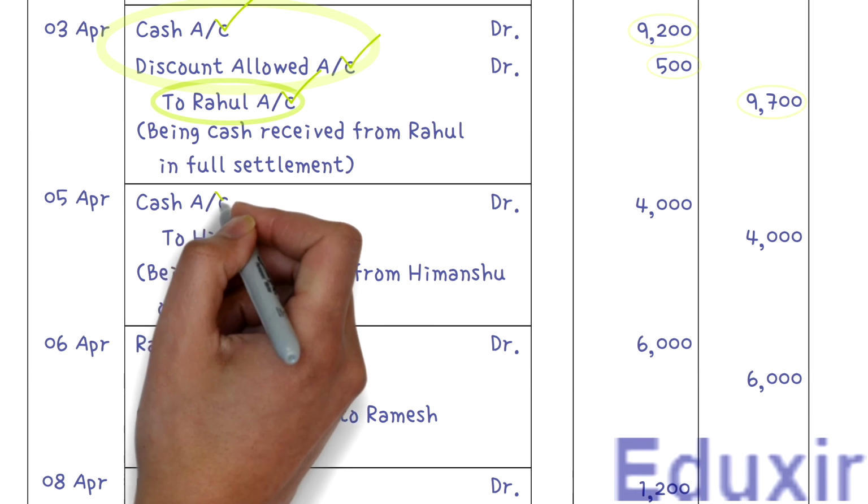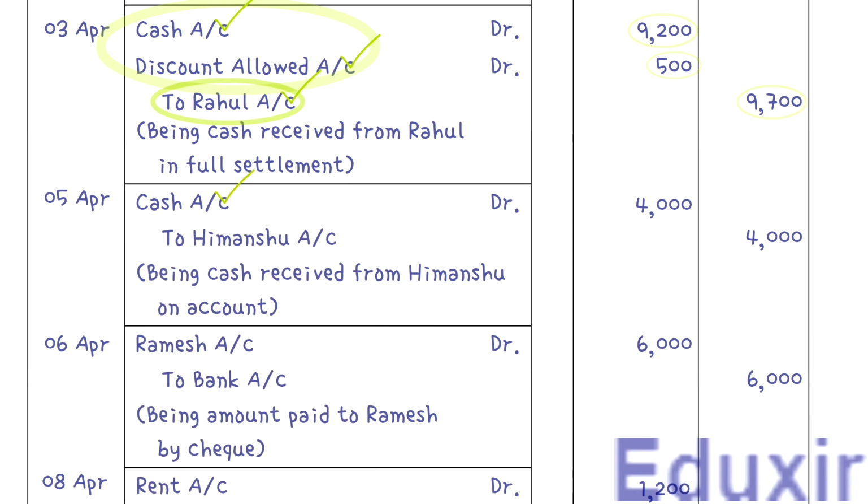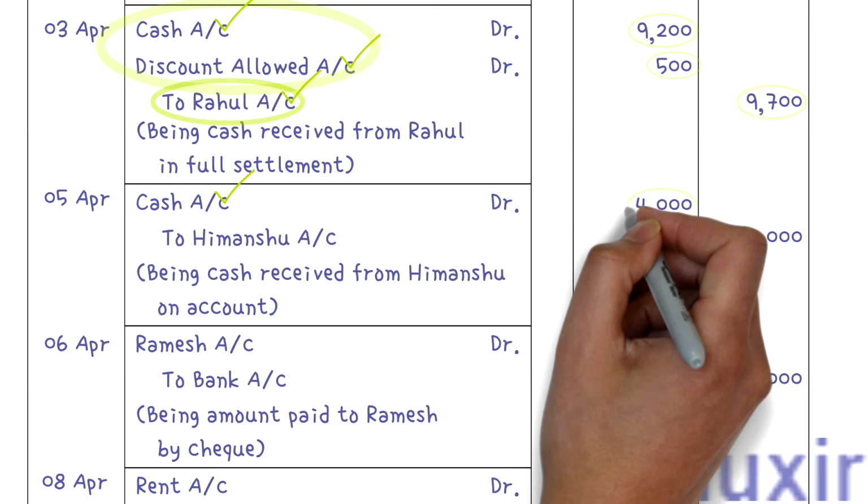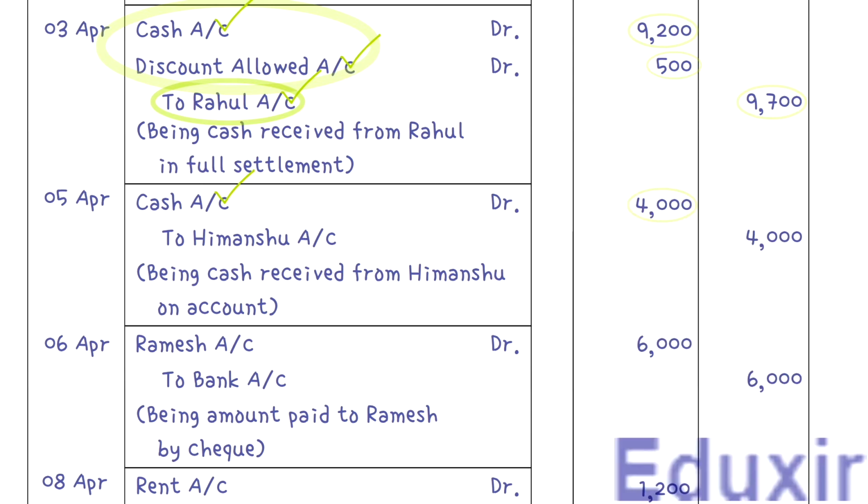As the name suggests, it needs to be posted on the debit side of cash account and the debit amount is 4000 rupees. Note that the details that need to be posted into the particulars column is Himanshu account. As we already have cash account, let us now post this entry into that account.